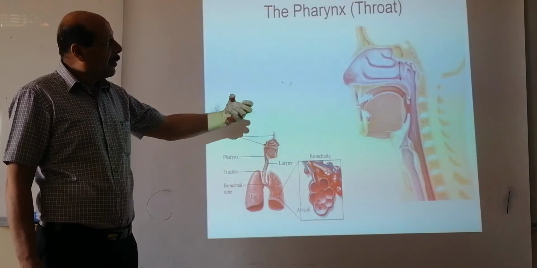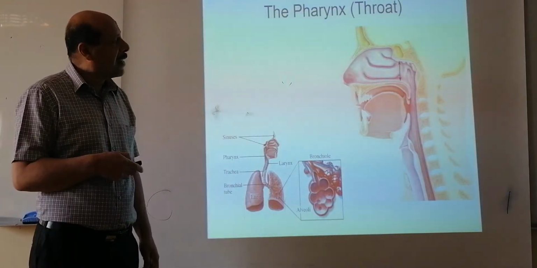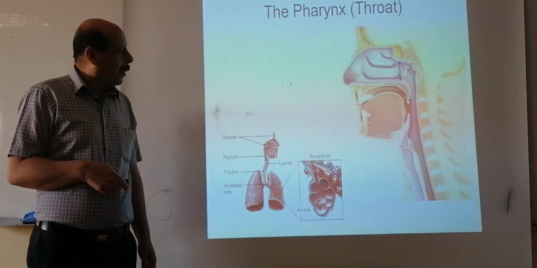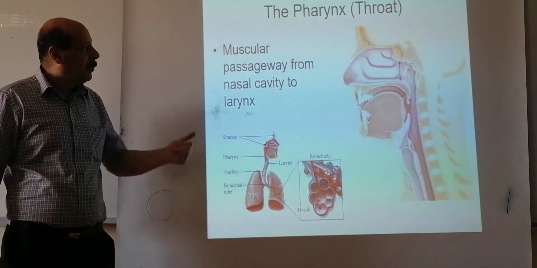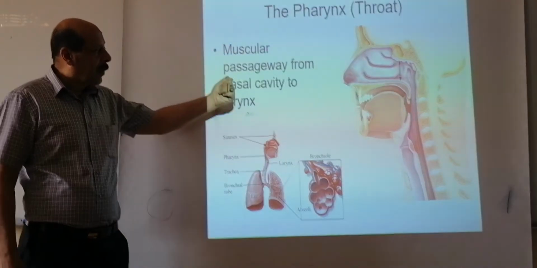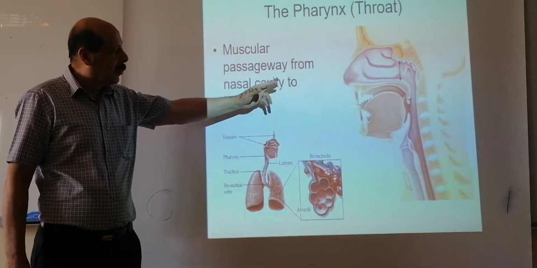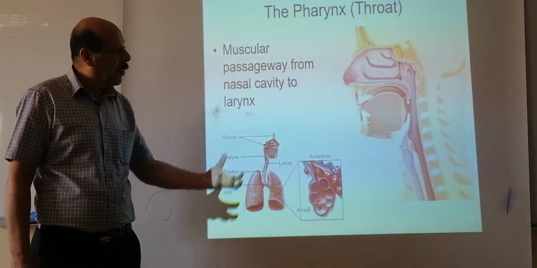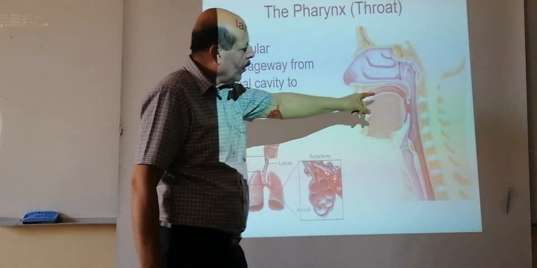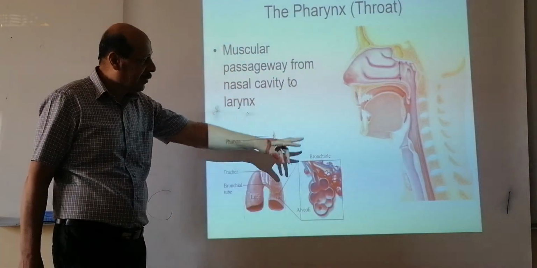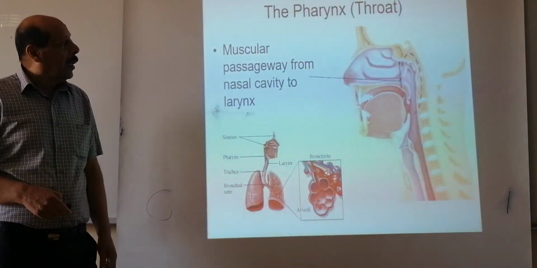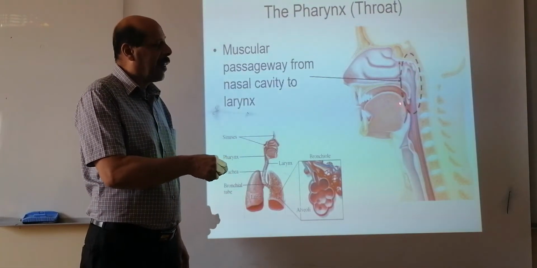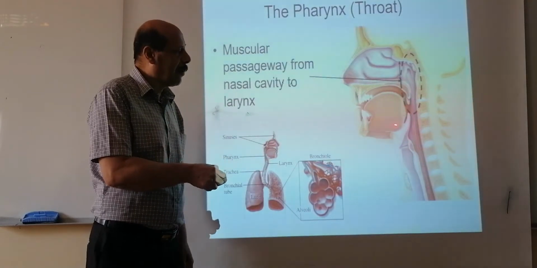Then after that we have the pharynx, which is the throat. The pharynx is the muscular pathway of the respiratory system to the larynx. So this part we call the larynx. It consists of three parts.